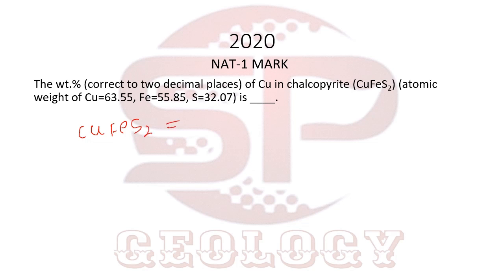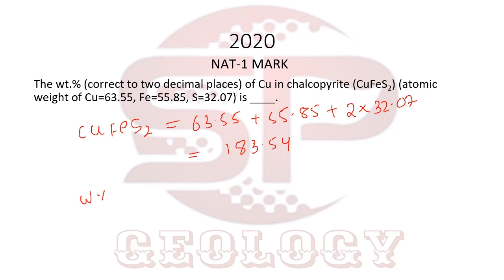First we have to calculate the weight of the chalcopyrite. It will be 63.55 plus Fe, 55.85, plus 2 into 32.07. So it will be 183.54. The weight percentage of copper will be the weight of copper, that is 63.55, divided by the total weight 183.54, into 100. It will be 34.62%.